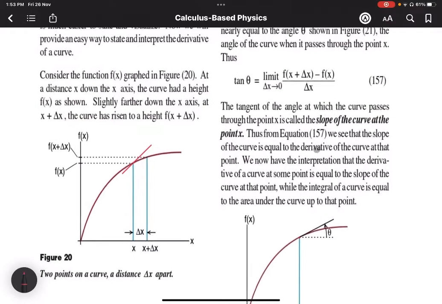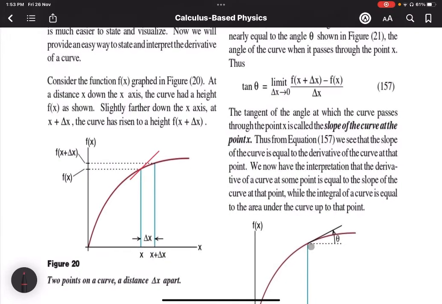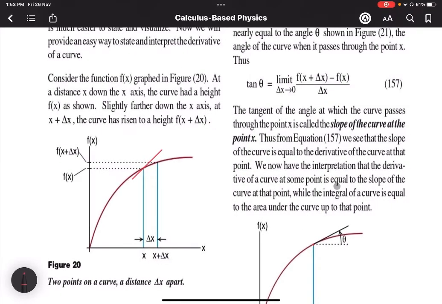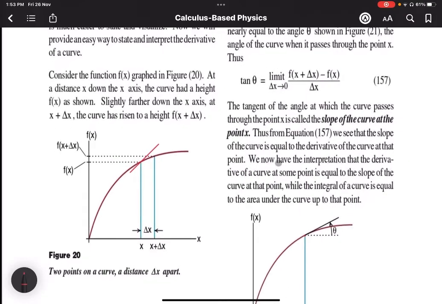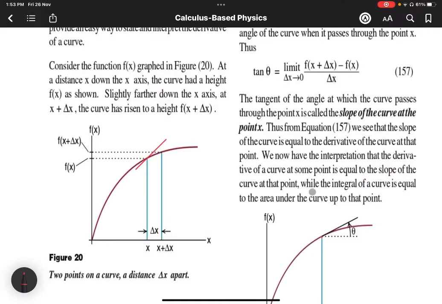So, yung slope daw at which point x is located is equal to the derivative of that slope. We now have the interpretation that derivative of a curve, hindi pala slope, derivative of a curve at some point is equal to the slope of the curve at that point.